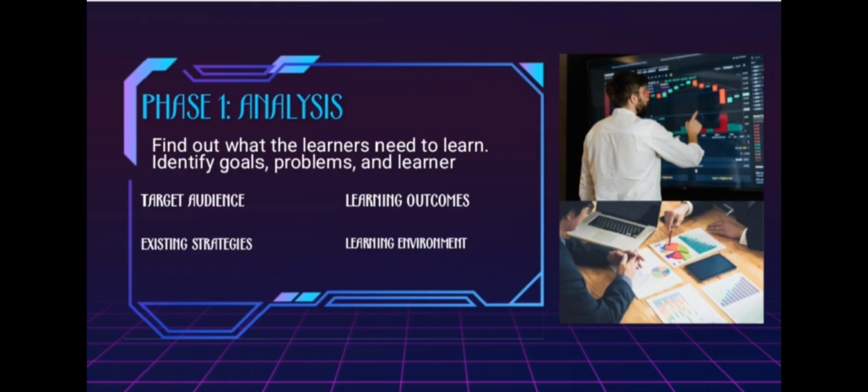And lastly, we have the fourth component, learning environment. This is where and how learning will take place. For example, will it be classroom-based, online-based, or blended? This also identifies what resources, tools, or technologies are available when teaching. Considering the environment ensures that the design is realistic and effective.